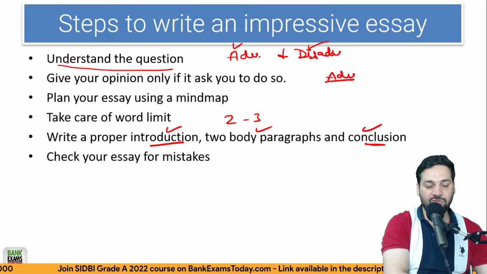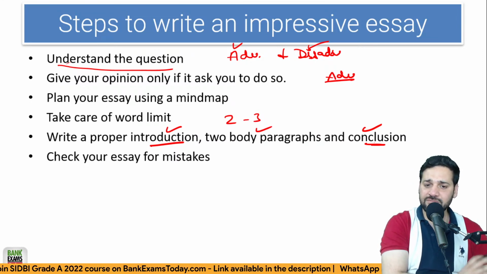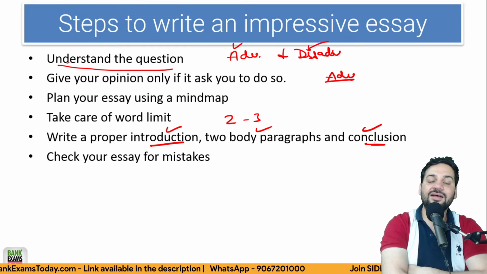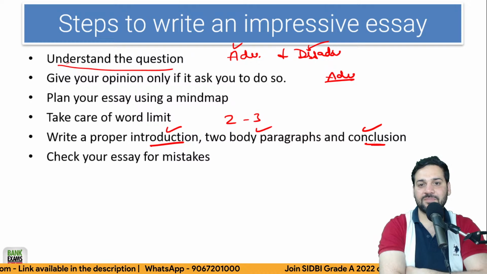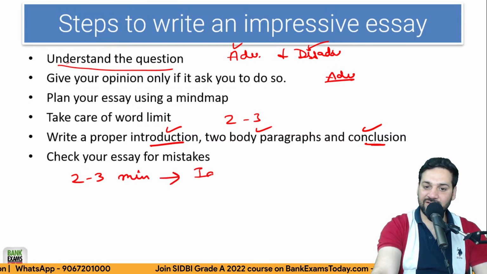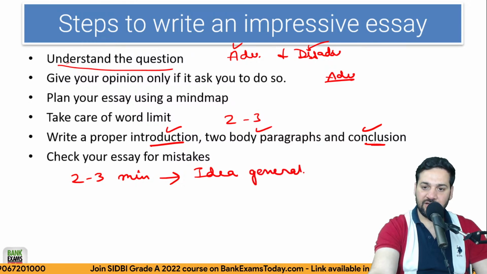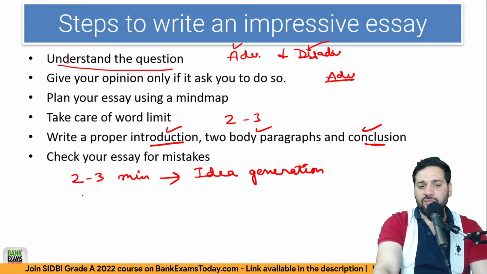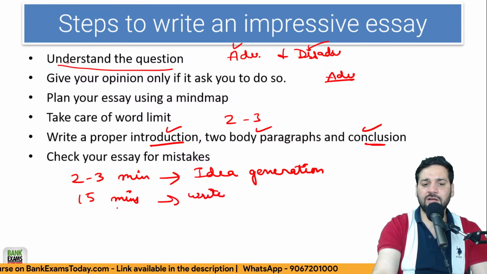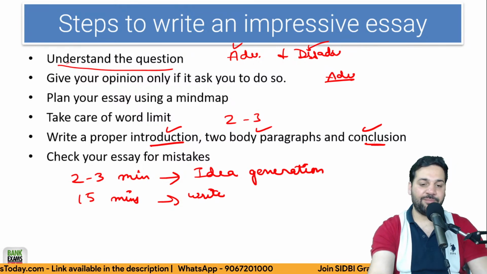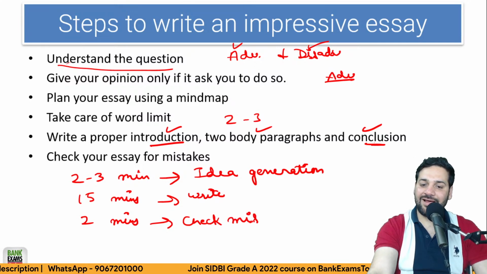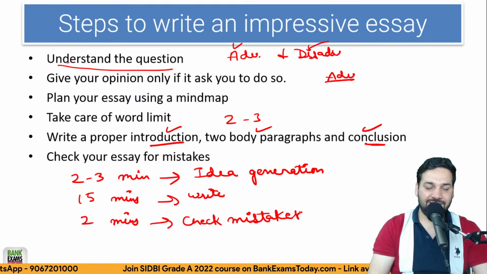Once you complete your essay, give at least 2 minutes for checking your mistakes. What I have noticed in the past few years, students, is that when they get the questions, they start writing in the very first minute. Don't do that. Just give 2 to 3 minutes for idea generation and making your mind map. Then you can write for at least 15 minutes, and in the last 2 minutes, check for mistakes. Students, this last step is very, very important.